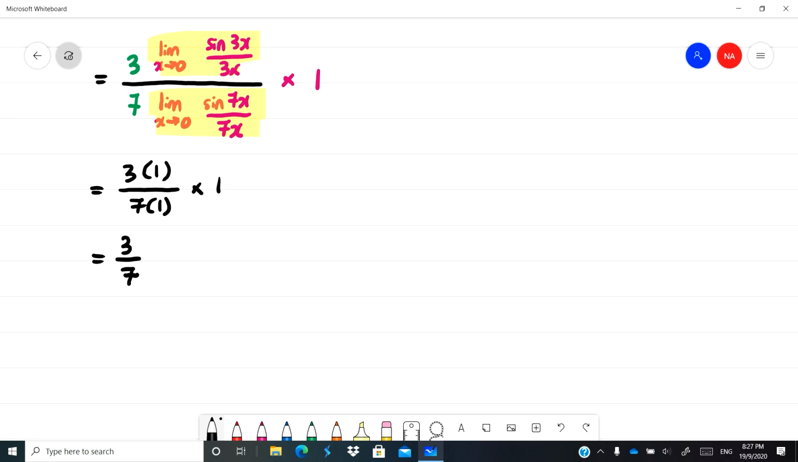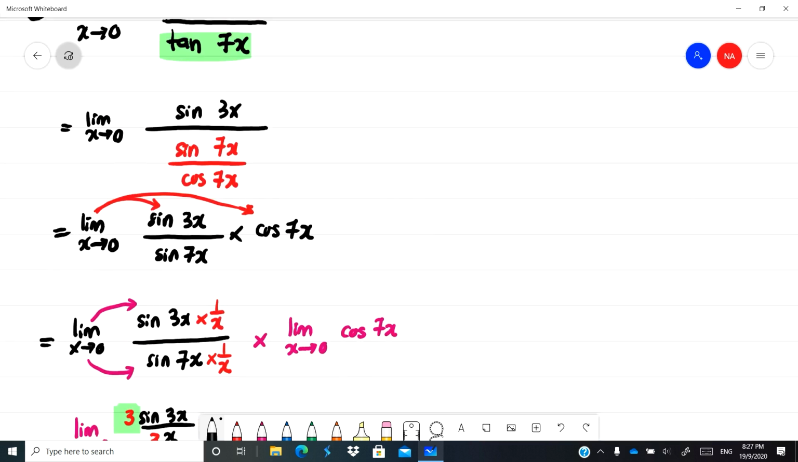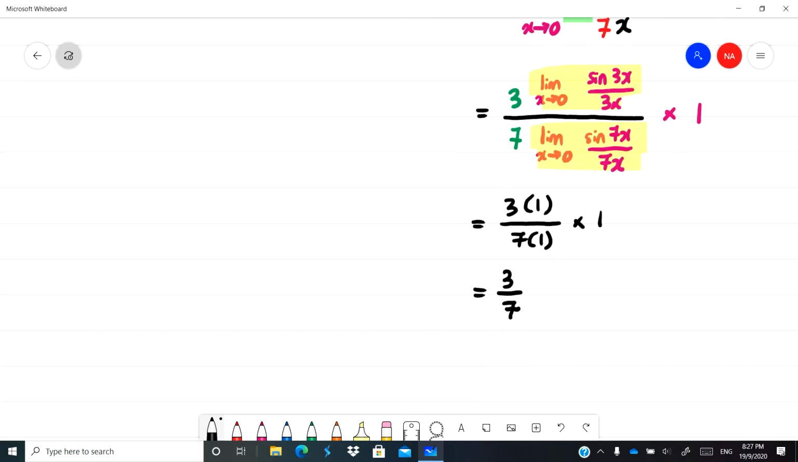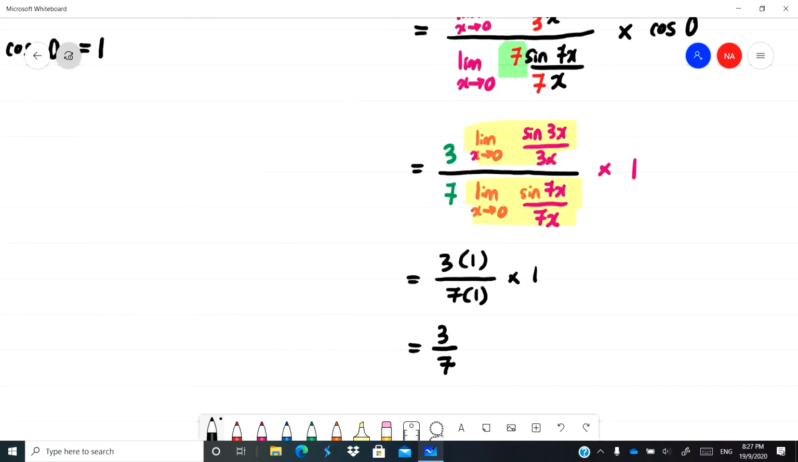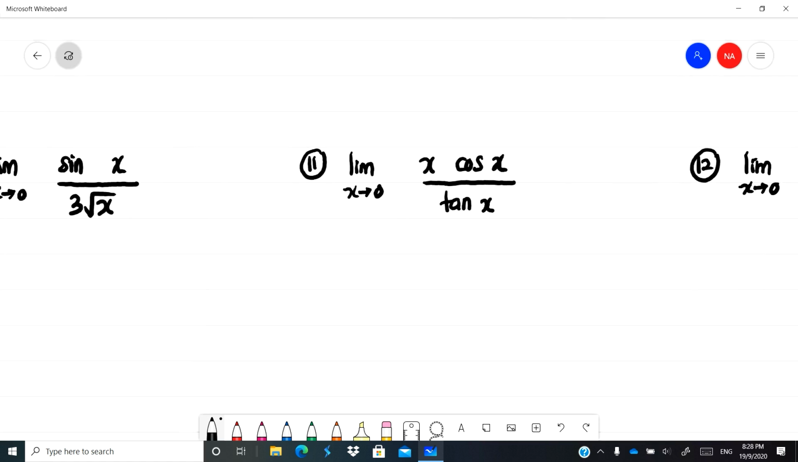That's why I say this one is quite challenging. So you just need to do it slowly and carefully without making any mistake. All right, so let's move to number 10.